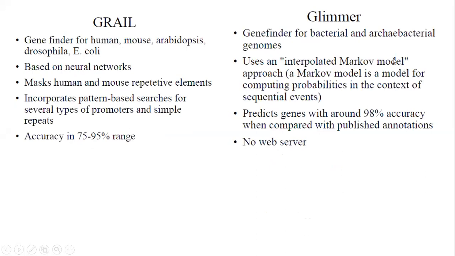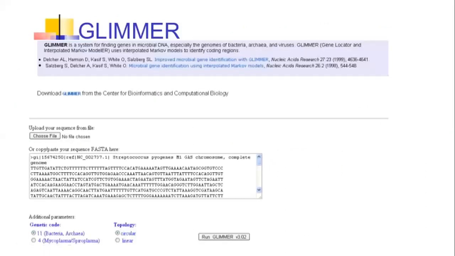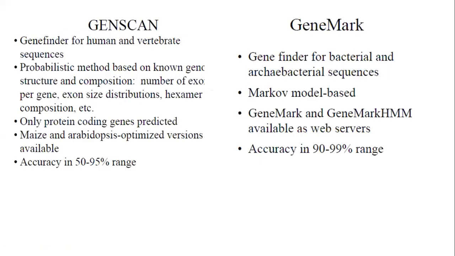This uses a Markov model that you can look into. What are the models? We'll briefly see. And it predicts 98% accuracy. How the Glimmer looks, it looks like this. You submit a sequence, you look for whatever features you're looking for.